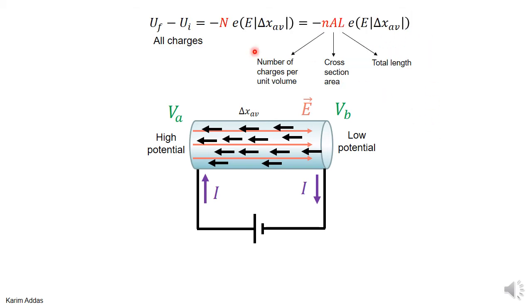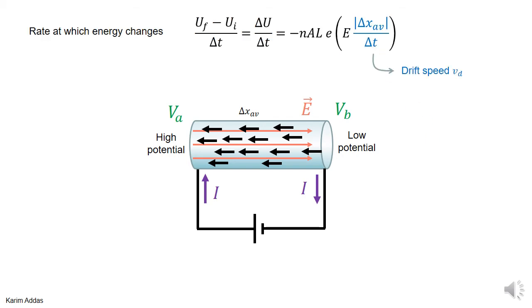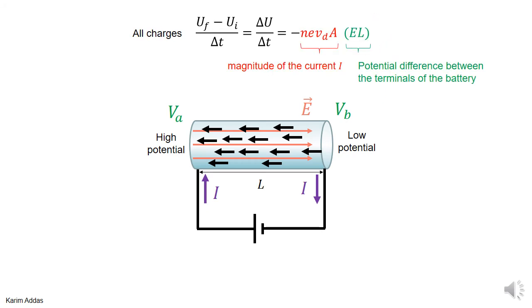Now if you write everything out, the minus sign comes out here, and n, as before, is the number of charges per unit volume times the volume, and the volume is A times L. So we can change the capital N and write instead small n times A times L. And exactly as we did before, we want to get now the rate at which the energy changes. So you take delta U by delta t. Here we have delta x average by delta t. This is again the drift speed, the average speed of the charges as they move inside the resistor. So we can replace this by v drift. And we get this equation.